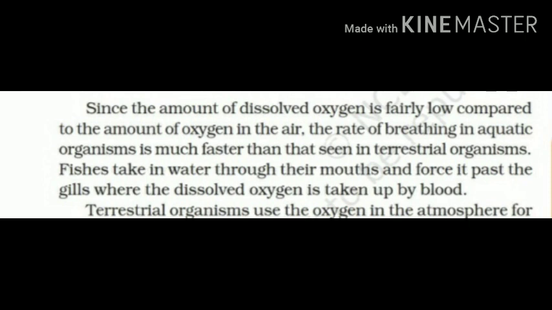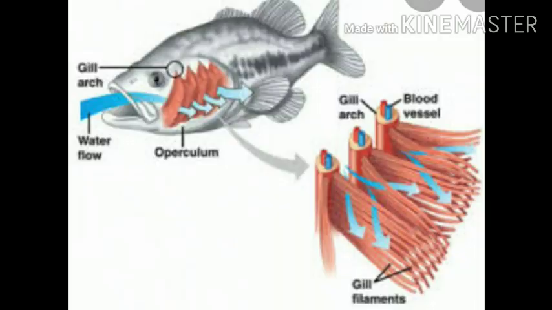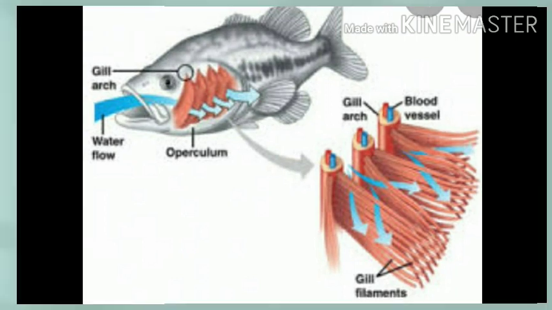In case of fishes, they take in water through their mouths and force it past the gills where the dissolved oxygen is taken up by blood. The gills are richly supplied with blood vessels to carry out this process.